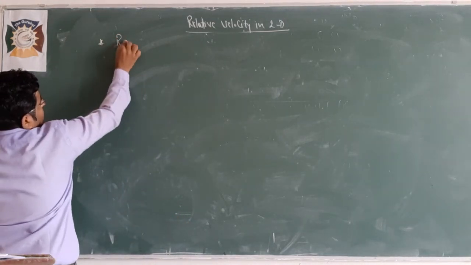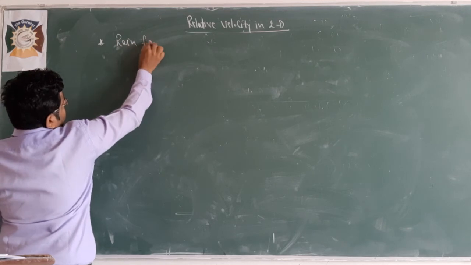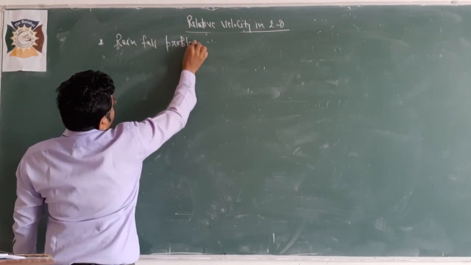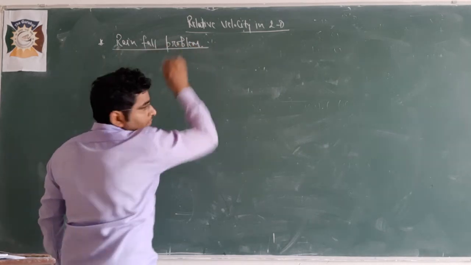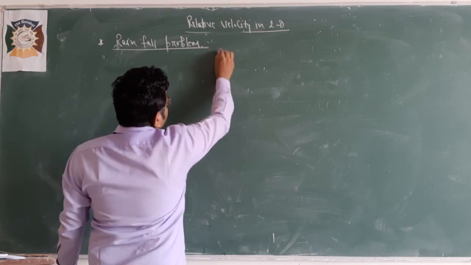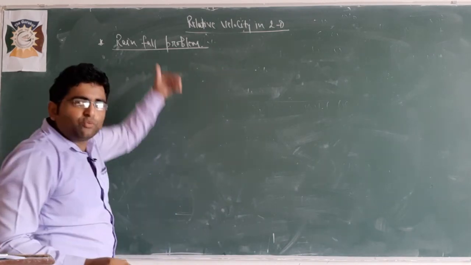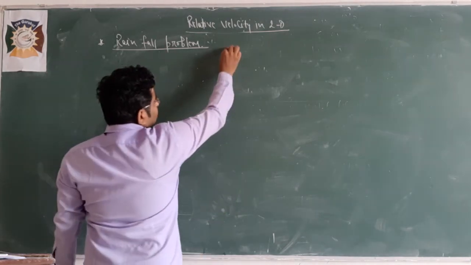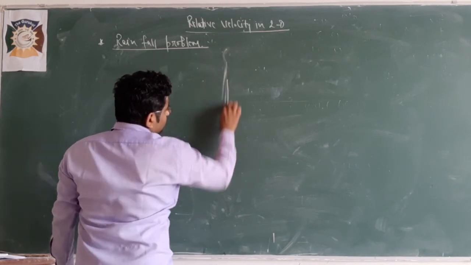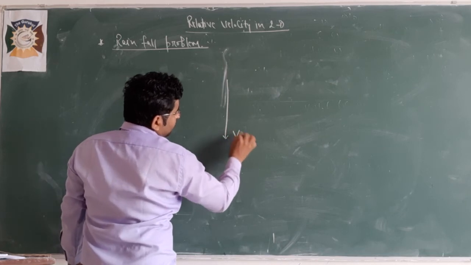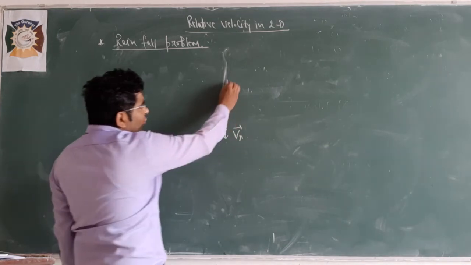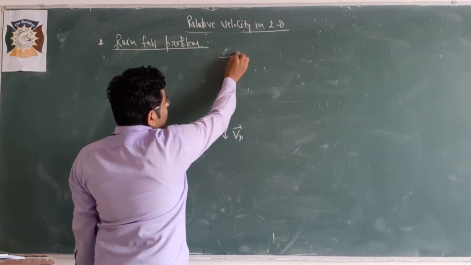So beta, rainfall problem. Look, the rain is coming in the downward direction like this. So I am making the vector in this way: VR, the velocity of rain, in the vertically downward direction. Clear? Initially you are at rest, then the umbrella position is in this way.